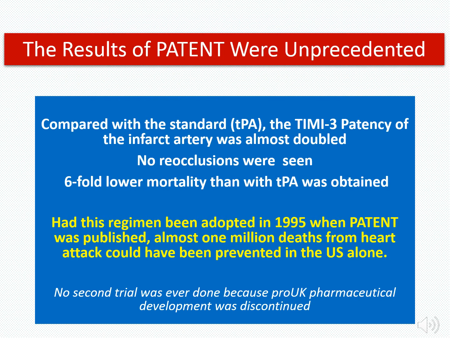The results of the PATENT trial were unprecedented. Compared with standard TPA, the TIMI-3 patency of the infarct artery was almost doubled. No reocclusions were seen. Six-fold lower mortality than TPA was obtained. Had this regimen been adopted in 1995, when PATENT was published, almost 1 million deaths from heart attack could have been prevented in the US alone. No second trial was ever done because Pro-UK pharmaceutical development was discontinued.